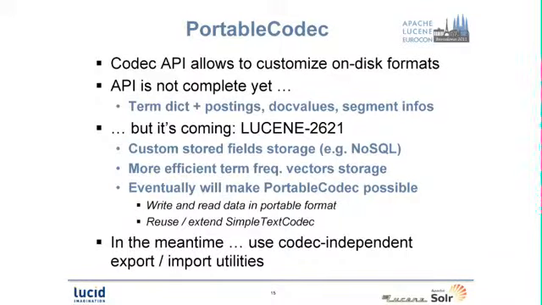So why not implement a sort of portable codec, which is a thing that could store all the parts of the index in this relaxed and forgiving format? Well, the codec API is not complete yet. That's the problem. I'm looking at you, Robert. So the API is capable right now of storing term dictionary and postings and segment infos, but not much else.